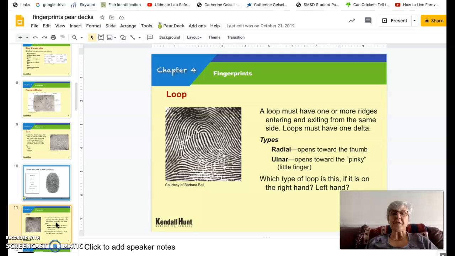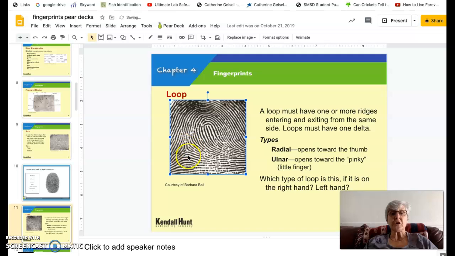A loop enters one side, goes around, and exits the same side. So it has one or more ridges entering or exiting from the same side. The other thing is when you look at a loop, you can see this triangular shape in the corner here. That is what we call a delta. So a loop always has one triangular delta.